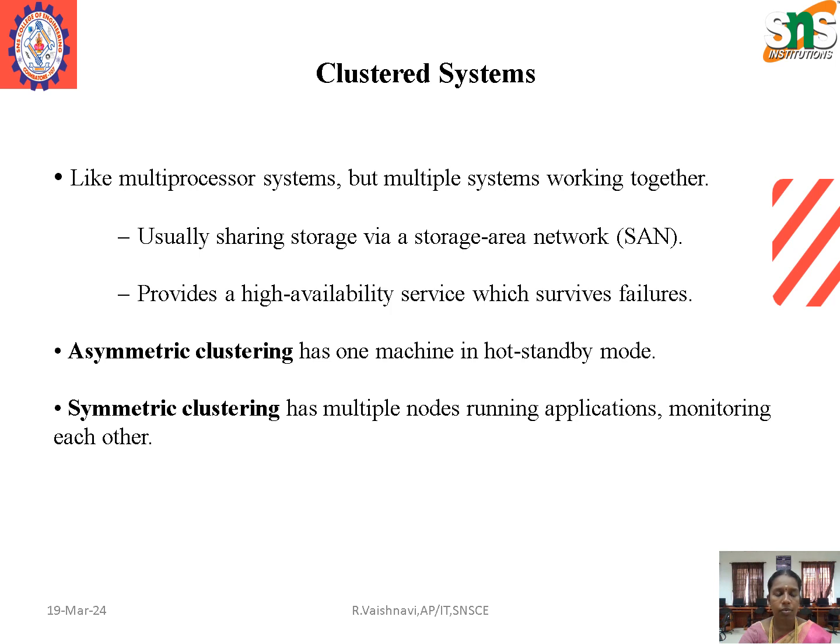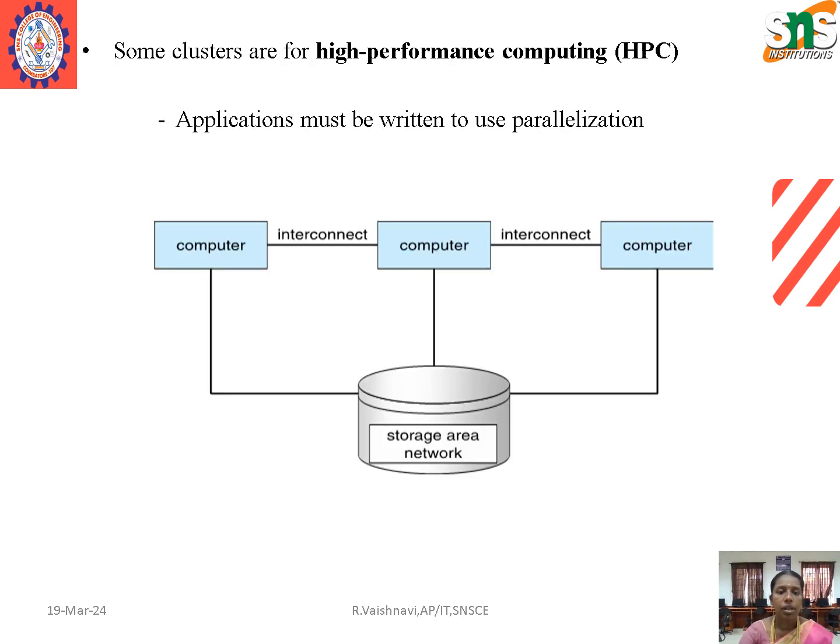In clustering systems, we have two types, that is asymmetric clustering and symmetric clustering. Asymmetric clustering has one machine in hot standby mode. Symmetric clustering has multiple nodes running applications and monitoring each other. Next one, some clusters are for high performance computing, that is HPC. Applications must be written to use parallelization. For this we have the diagrammatic representation. Here we have three computers interconnected with each other, and they are commonly connected to the storage area network, that is SAN.